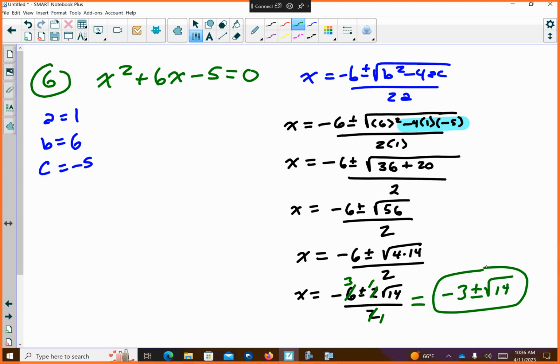Friends, that results in 2 answers, because we have negative 3 plus root 14 and negative 3 minus root 14. There's 2 answers there. Okay? How do we feel, friends? How do we feel? All right. I got to check to see. Yes, we got plenty. All right, my friends.